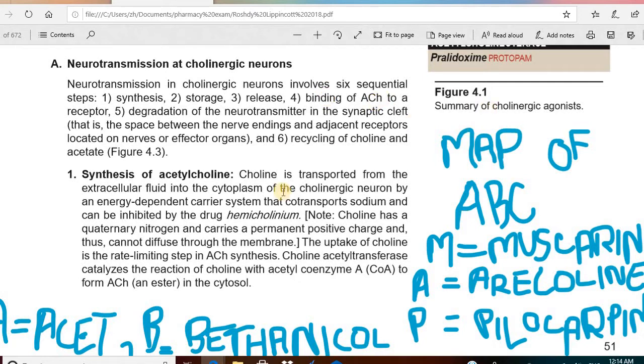So choline is transported from the extracellular fluid into the cytoplasm of the cholinergic neuron by a sodium-dependent carrier system that co-transports sodium and can be inhibited by the drug hemicholinium.